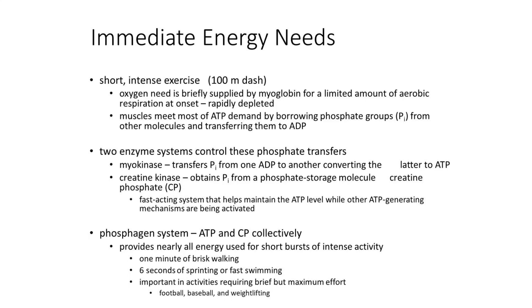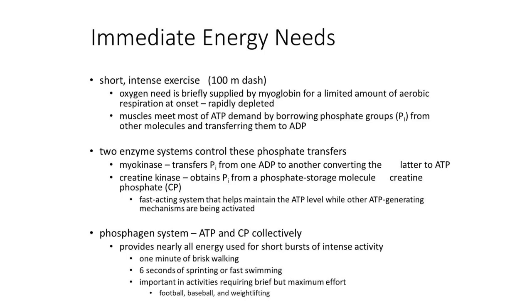So two enzyme systems control these phosphate transfers. Myokinase transfers P from one ADP to another, converting the latter to ATP. And we also have creatine kinase, which obtains P from a phosphate storage molecule, creatine phosphate. These are both fast-acting systems that help maintain the ATP level while other ATP generating mechanisms are being activated.